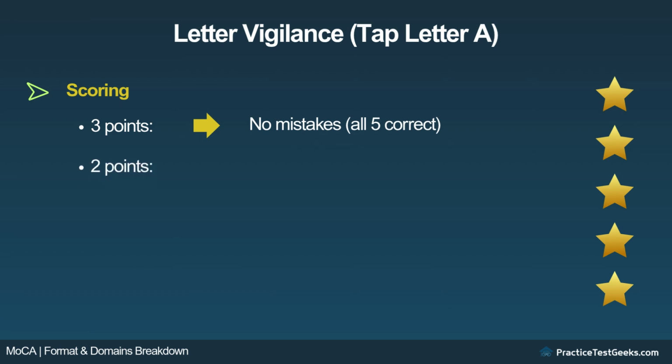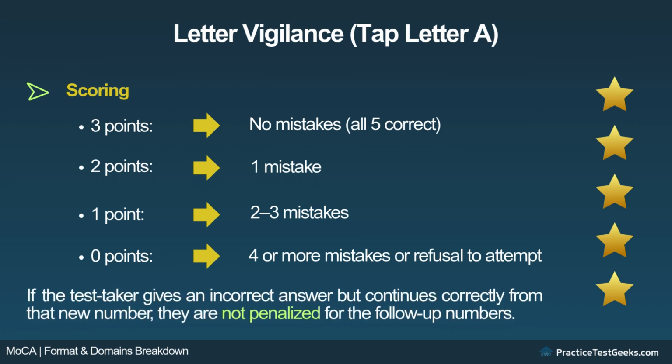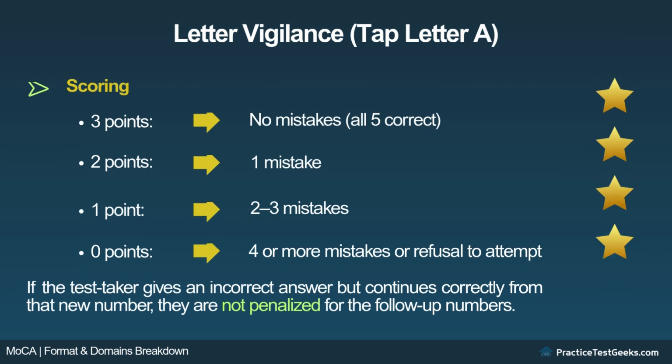2 points are given if there is just 1 mistake. 1 point is scored for 2 to 3 mistakes. And finally, 0 points are assigned if there are 4 or more mistakes or if the individual refuses to attempt the task. If the test taker gives an incorrect answer, but continues correctly from that new number, they are not penalized for the follow-up numbers.